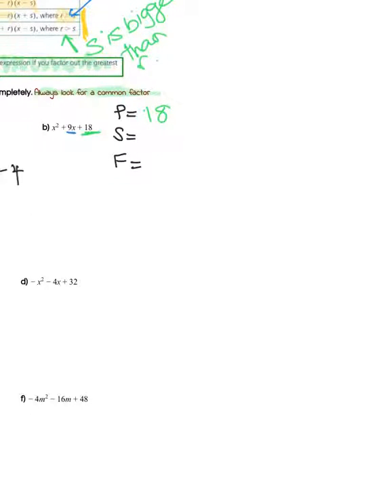Sorry, I'll color code that for you. 9. So our two numbers, when we do that, 6 and 3. So for instance, 6 times 3 gives me 18. 6 plus 3 gives me 9. Okay?